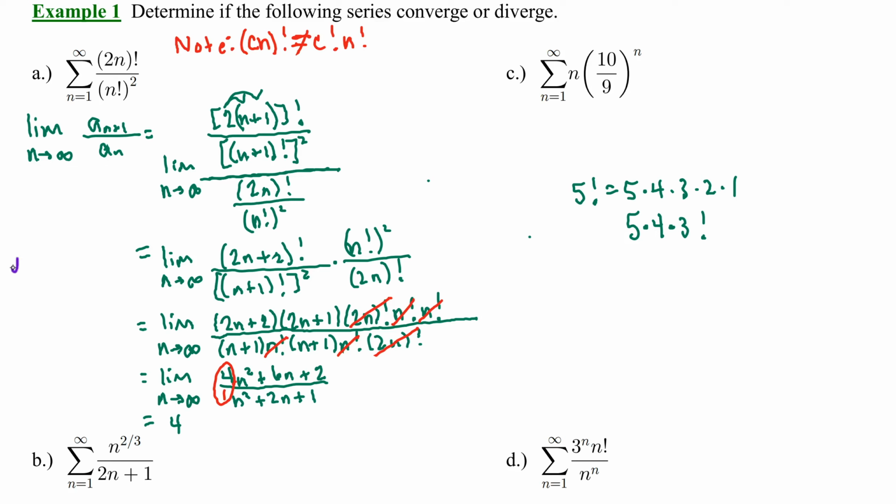So this is our rho value for the ratio test. Notice that this is greater than 1. So we can go ahead and make our conclusion. We can say, since rho is greater than 1, the series diverges by the ratio test.